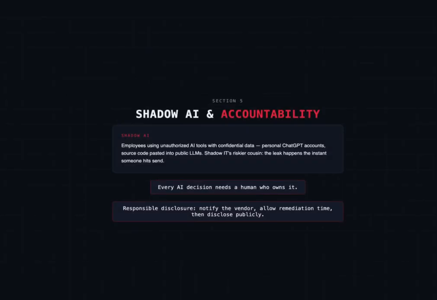One more piece, responsible disclosure. If you find a vulnerability in someone else's AI system, notify the vendor. Give them reasonable time to fix it, then go public if needed. Immediate disclosure maximizes harm. Permanent silence helps nobody learn.